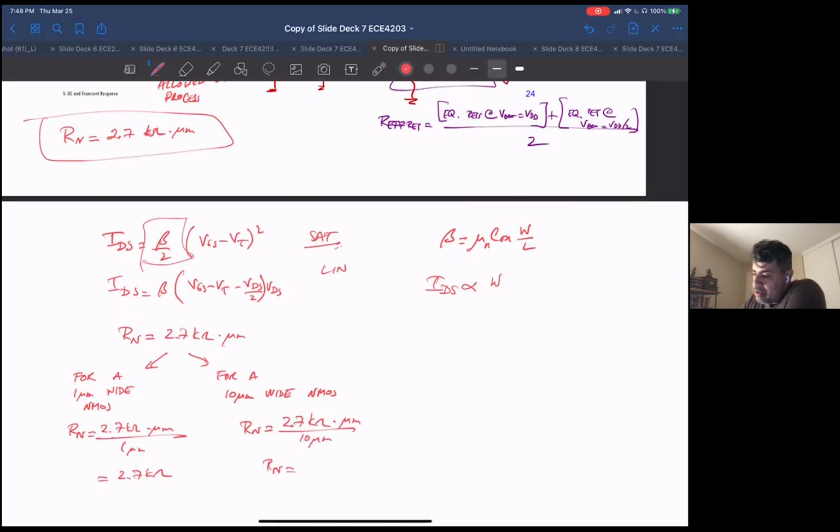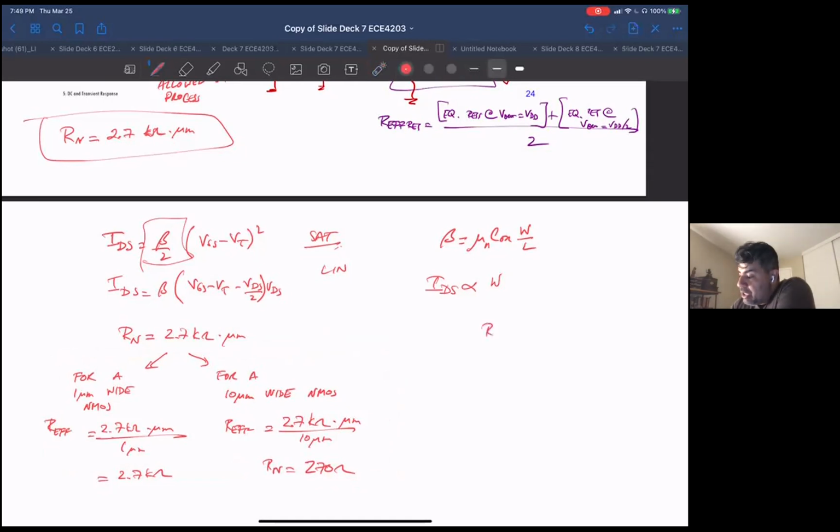So that resistance, let me use R effective, is 270 ohm. Okay, so if you make the transistor 10 times wider, resistance will go down by a factor of 10. Everybody good with that? Any questions? So just try to remember that. This ratio will probably become difficult. For some reason, it's really hard to absorb when we take the next step.